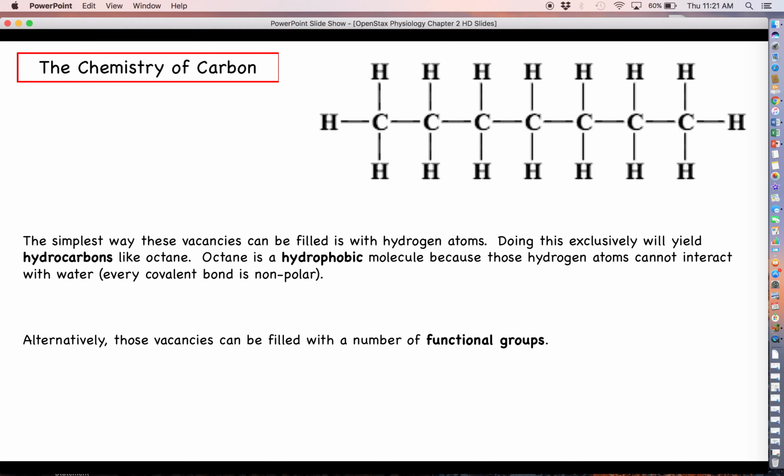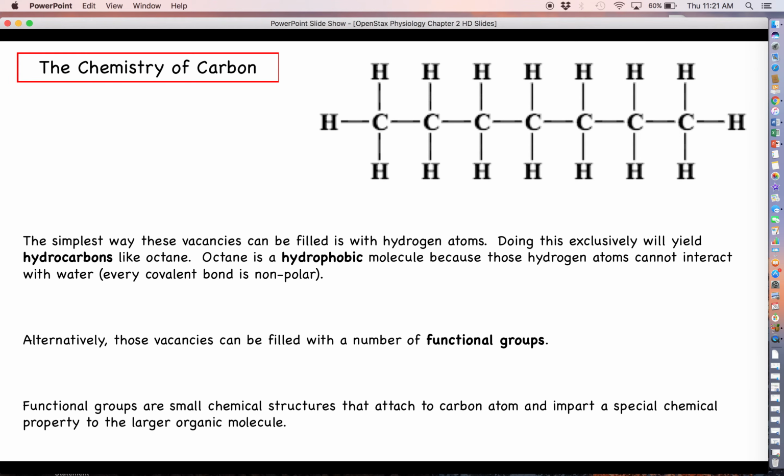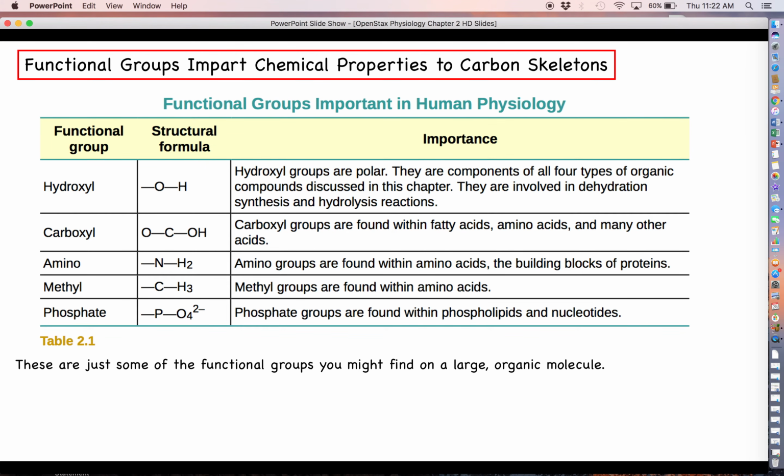So what we can do instead of adding hydrogen ions is we can add a number of what are called functional groups. A functional group is just a very small chemical structure. It's not always just going to be hydrogen. It's a very small chemical structure that can attach to a carbon atom and impart to it special chemical properties to the larger organic molecule as a whole. So this list here is by no means exhaustive. These are not the only functional groups, but these are some of the more common ones.